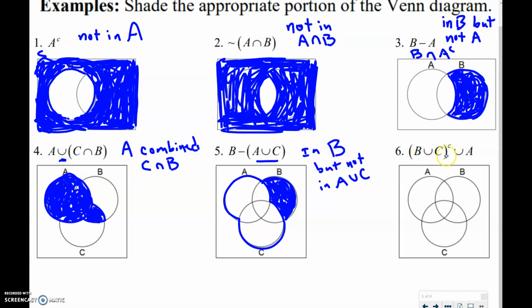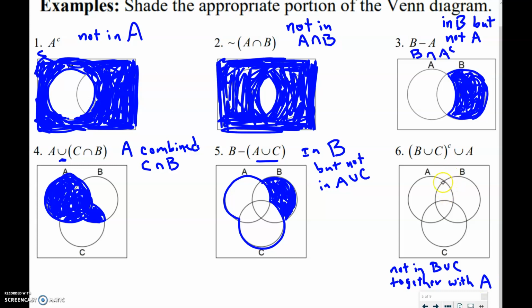Number 6, the last one. We're going to take B union C complement. Notice that little complement right there? B union C complement. So everything that is not in B union C. So we're everything that's not in B union C, and you're going to put it together with everything in set A. So everything that's in B union C together with everything that's in set A.